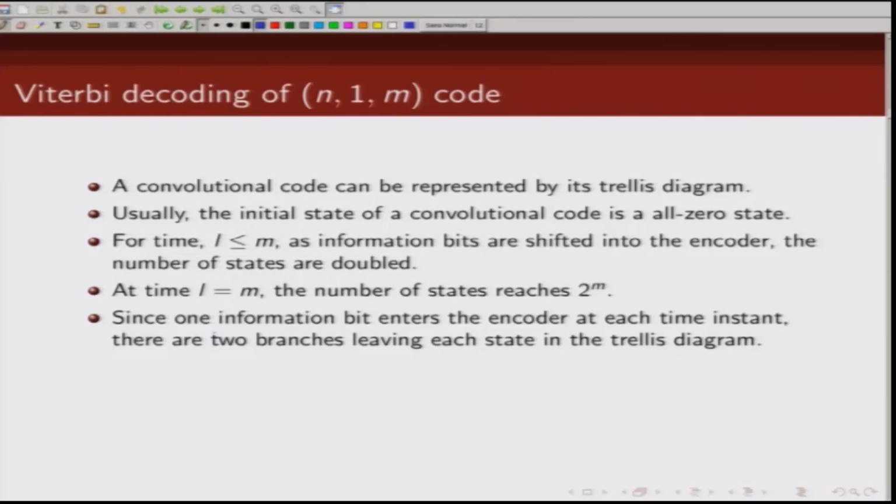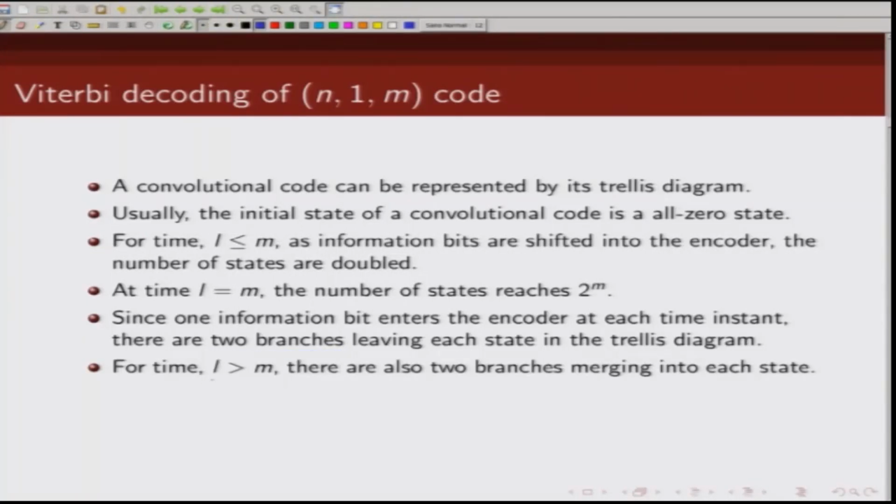Since we are considering a rate 1 by n code, k is 1. So, at each time instance one information bit enters the encoder. So, there are 2 possible branches leaving each state, one corresponding to information bit 0, the other corresponding to information bit 1. So, in our trellis diagram we will see that there are 2 branches leaving each state.